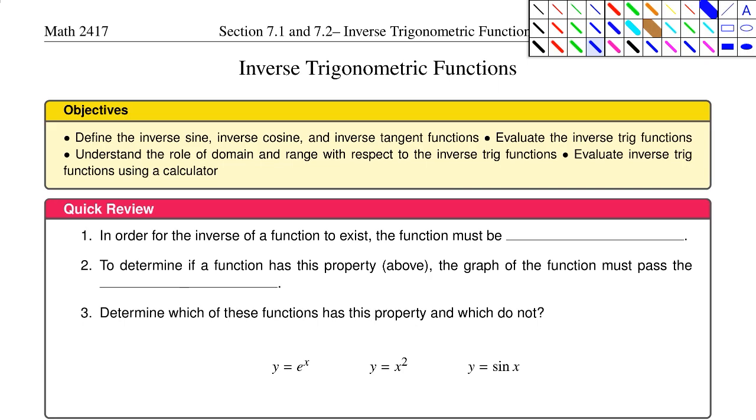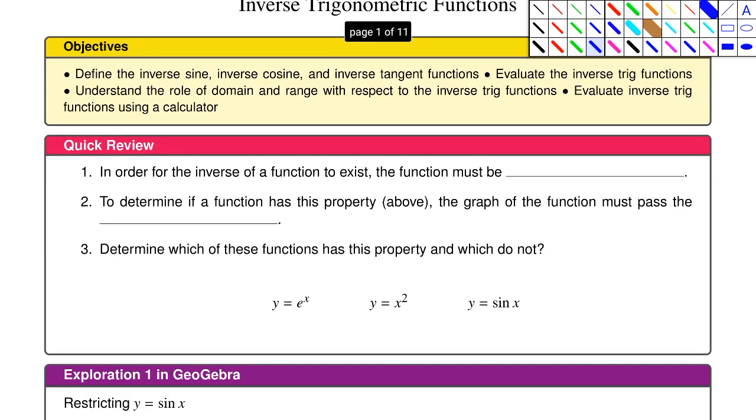In these combined sections, 7.1 and 7.2, we'll look at inverse trig functions. And so let's start with the quick review. Number one, in order for the inverse of a function to exist, the function must be 1-to-1. Number two, to determine if a function has this property, being 1-to-1, the graph of the function must pass the horizontal line test.